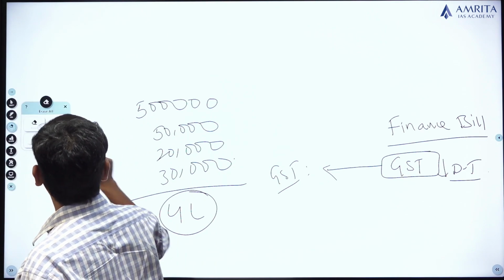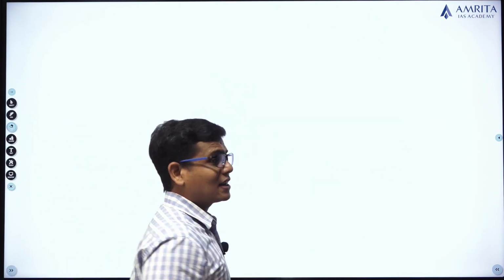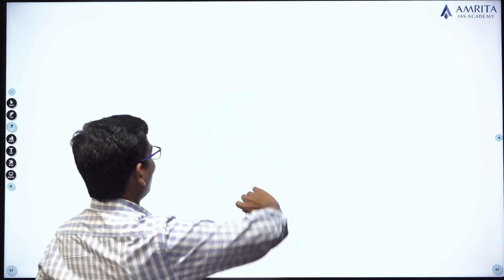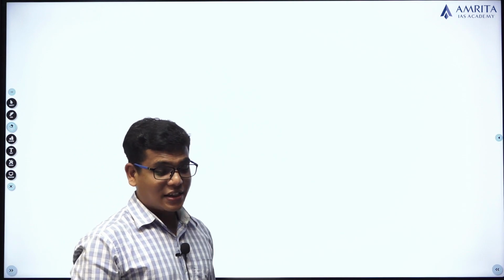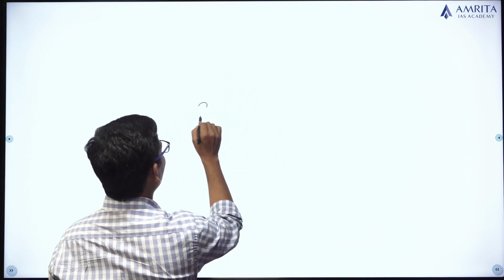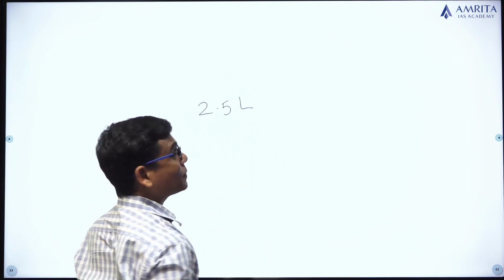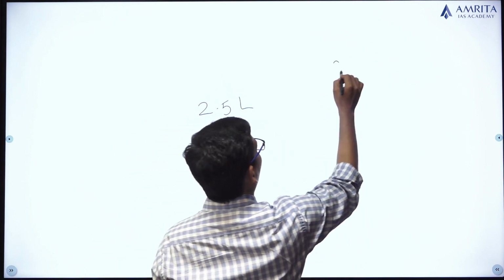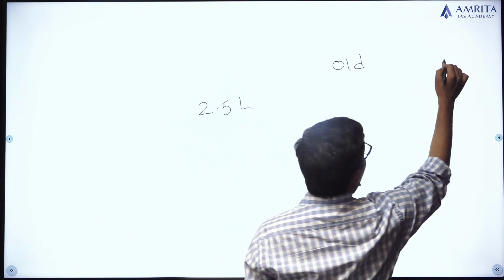So what are the provisions that we have brought recently? If you see, we have changed the tax structure. I will just write it for your understanding. Now in the income tax, if your income is up to 2.5 lakh rupees per annum, I am just writing this old structure, new structure.